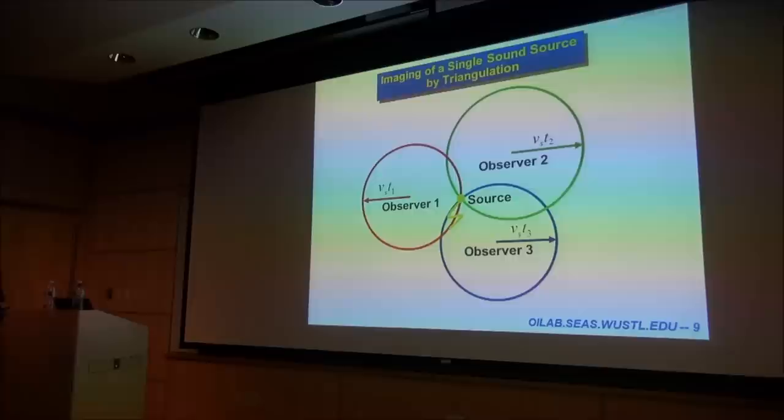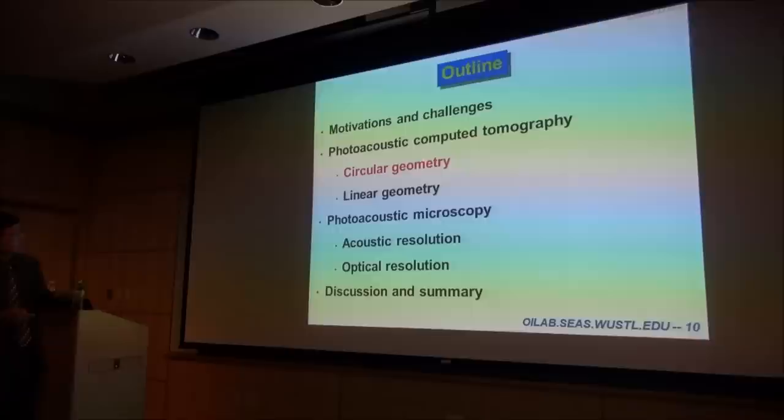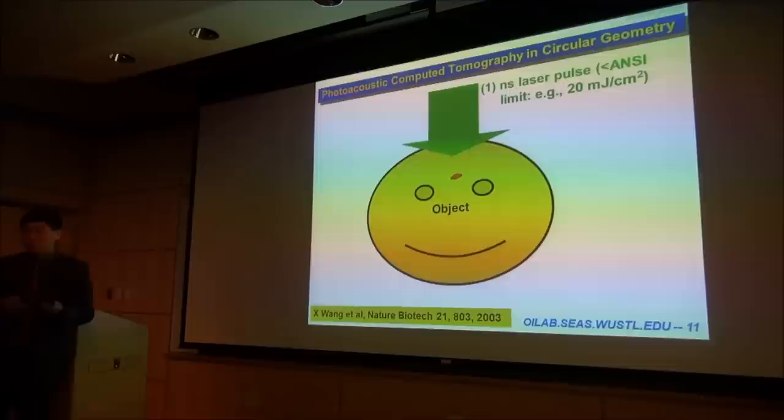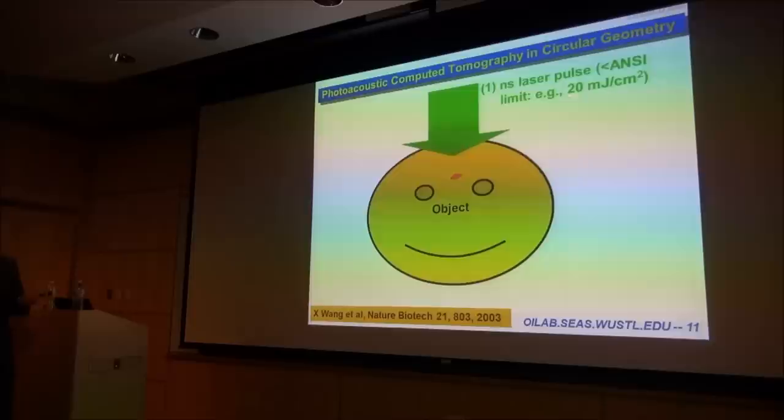It's extremely simple. Of course, when we deal with the real situation, let me start with the circular geometry photoacoustic CT. You have to do more than just three detectors. You have to use more. Normally, we expand a laser beam and use a nanosecond laser pulse. We follow the ANSI safety limit. That tells you how many millijoules per centimeter squared per laser pulse you can use. Right? That's a very conservative safety limit.